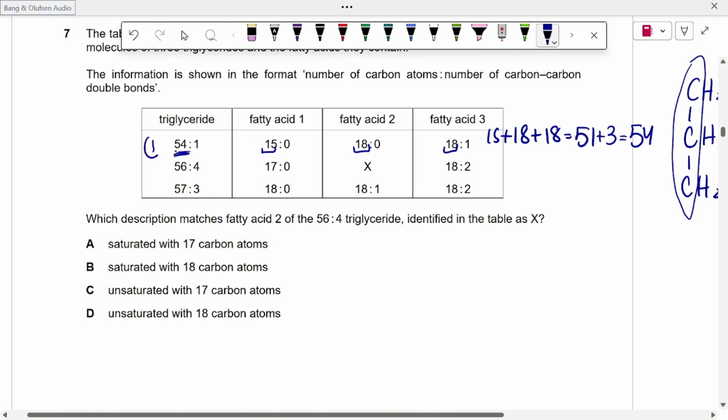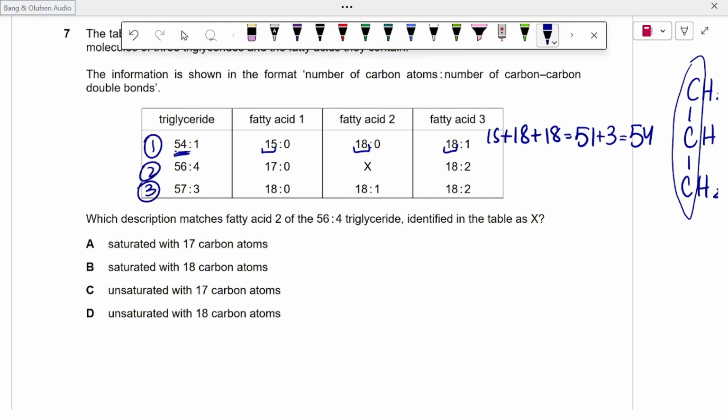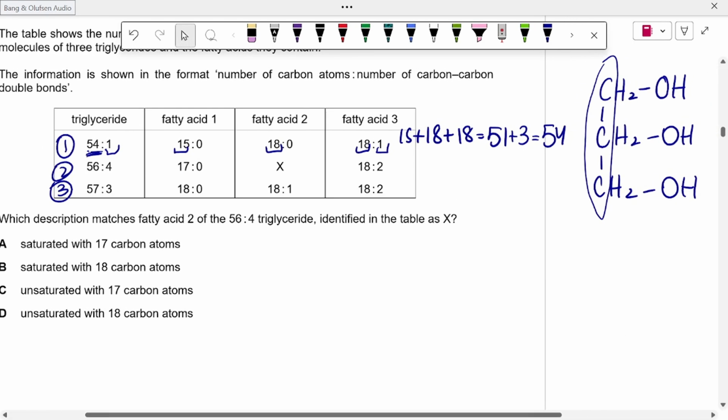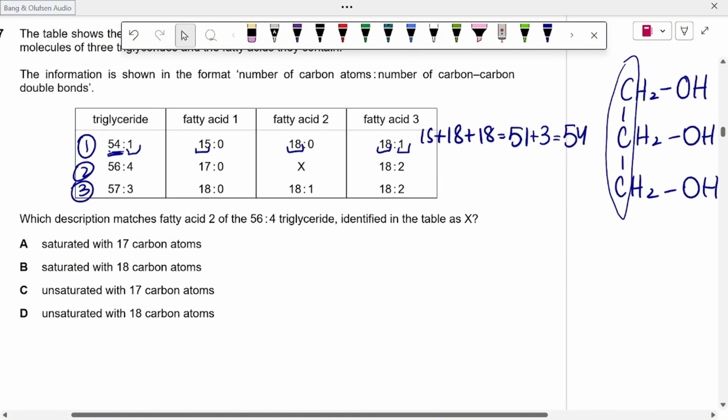This is your triglyceride number 1, triglyceride 2, triglyceride 3. Then this one is for your number of carbon-carbon double bonds. So that is in your fatty acid number 3. This is how your ratio is being made. Same method of calculation for 2 and for 3 as well. Let's look at 3, then we'll move on towards 2, as we calculate our answer.